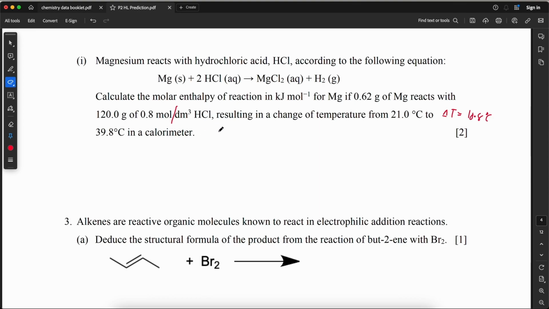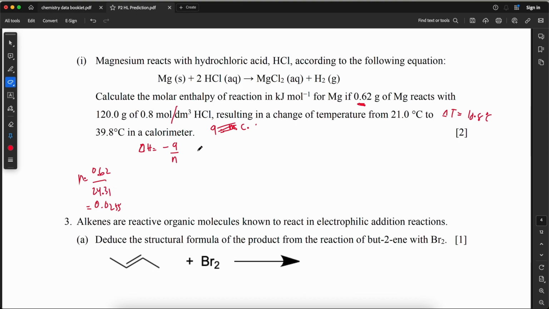So let's calculate Q, which is mc delta T. Directly delta H, I think it's easier. So delta H equals Q over n. It is negative because of the temperature increase, so it's exothermic. So before that, let's calculate mole, which is 0.62 divided by 24.31. It's 0.0255, because the mass is known, divided by the molar mass of Mg.